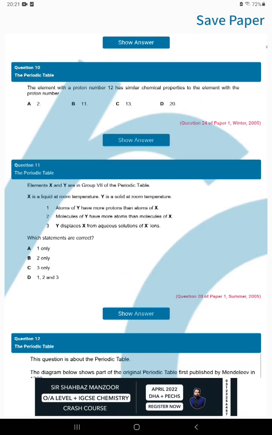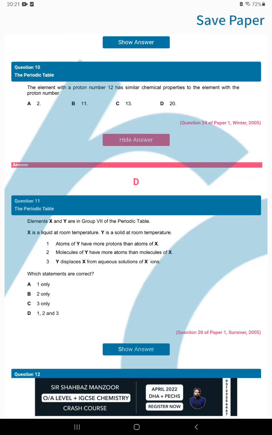The element with the proton number 12 has similar chemical properties to the element with the proton number 2, 11, 13 or 20. It's D, 20.